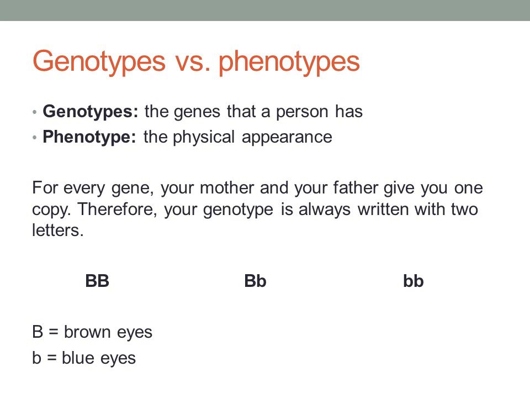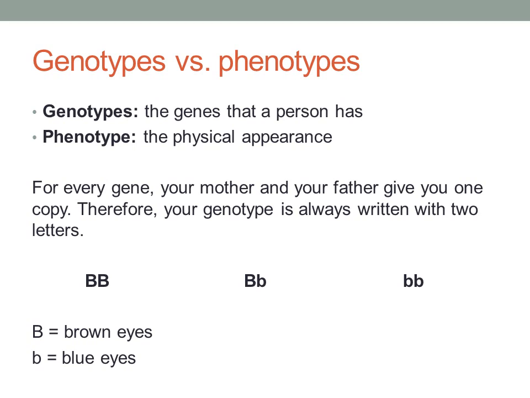All right, the next topic we're going to go over is genotypes versus phenotypes. Genotypes are the genes that a person has, whereas phenotypes would be the actual thing you can see with your eyes, which would be the physical appearance. For every single gene, your mother and your father give you one copy. That's why your genotype is always written with two letters, one from your mom and one from your dad. So let's say big B is brown eyes and little b is blue eyes.